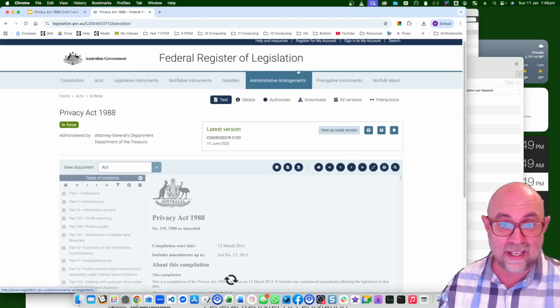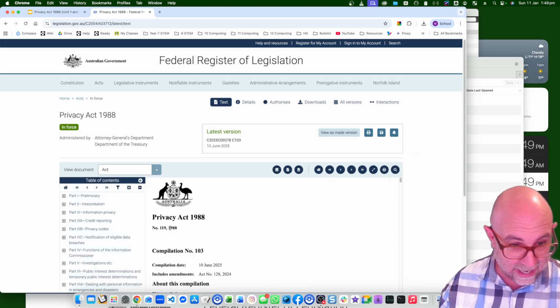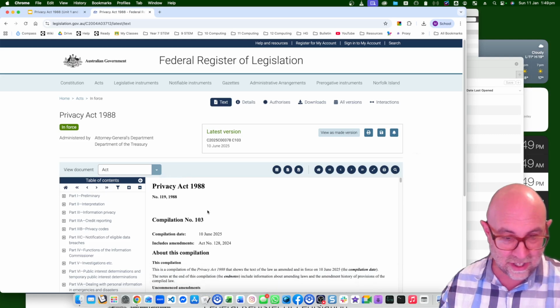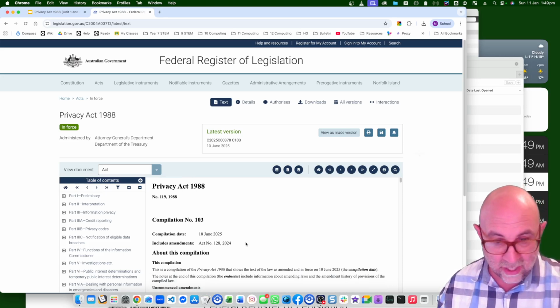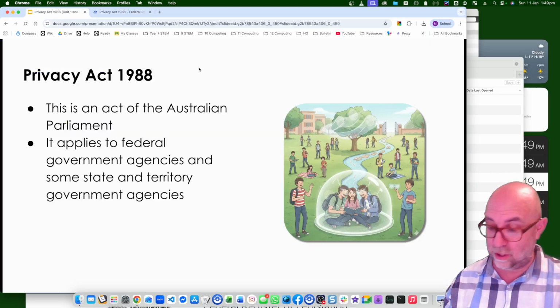You can view the latest version, which incidentally was just updated about 6 months ago. It in fact appears to be number 119. Oh no, that's a piece of legislation, 119. But it appears that it was last updated. Includes amendments from 2024. So you could read the entire Act if you wanted to.